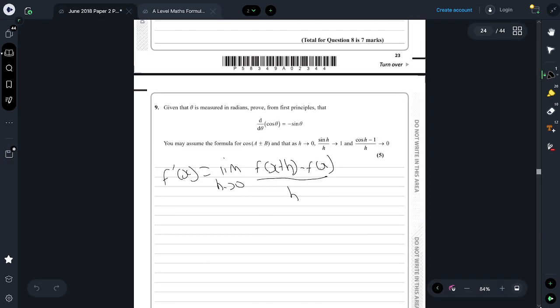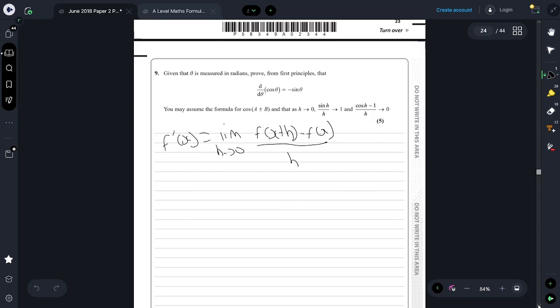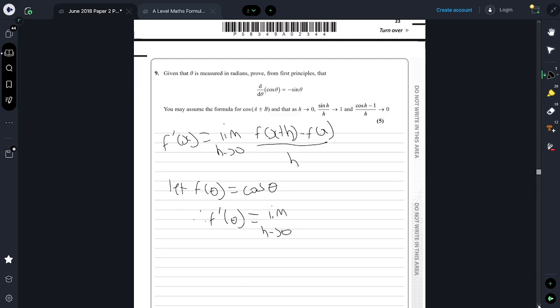Okay, I'm not going to go into the derivation of why that is, but they're all the same, aren't they? You keep the limit and you basically substitute x plus h into the function. So I should probably know the function we're working with here. You should probably specify, let f of theta be cos theta, because that's what we're deriving. Therefore, f dash of theta is the limit as h tends to 0, and now we just substitute it in. So f of theta plus h, well, that's just cos of theta plus h, minus cos theta, over h.